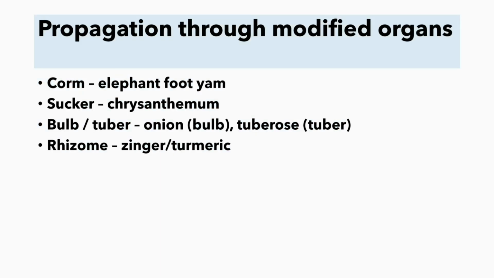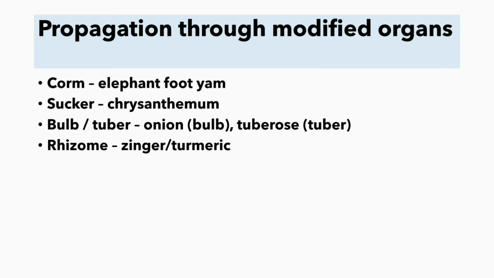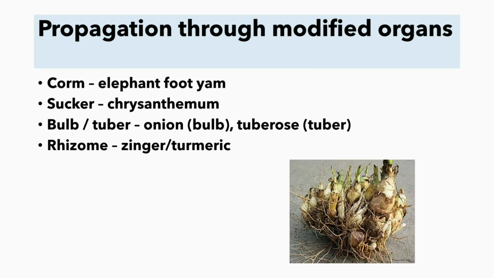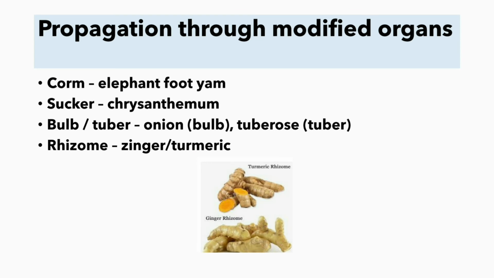Friends, now we are going to see about propagation through modified organs. First, we are going to see elephant foot yam, which is propagated by using corm, chrysanthemum by using sucker, onion by using bulb, tuberose by using tuber. At last, we are going to see ginger and turmeric, which are propagated by using rhizome.